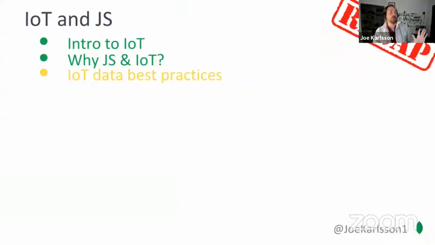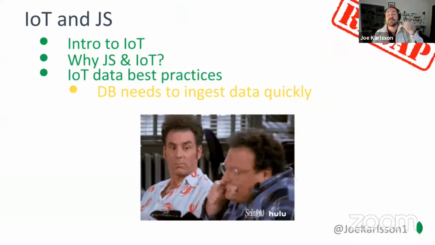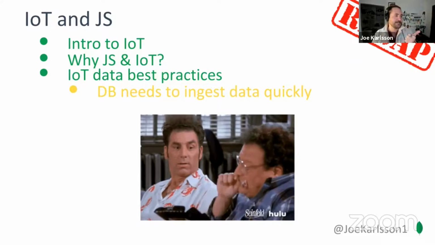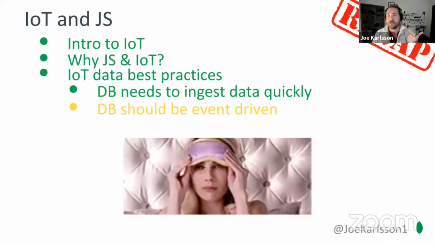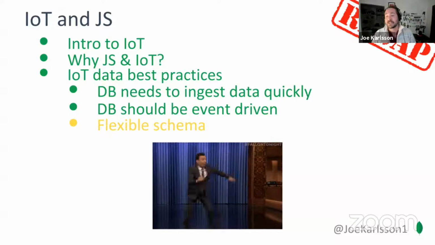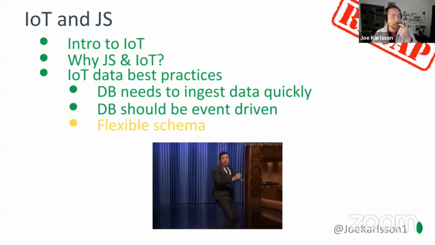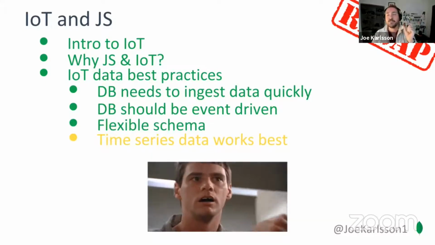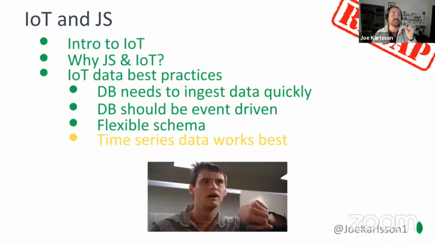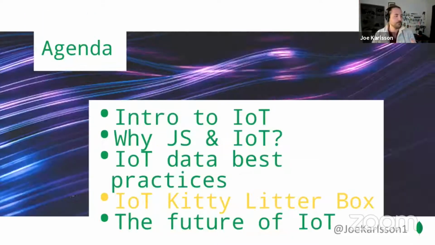Okay, so IoT data best practices. I have to talk about, I'm a MongoDB database guy. Best practices for considering your next database for your IoT project. Your database needs to be able to ingest massive amounts of data concurrently, lots of concurrent writes to your database. You need to have a database that is event driven. You should look for a database that has a flexible schema. It is amazing for IoT. And you should be considering databases that can handle time series data sets well.